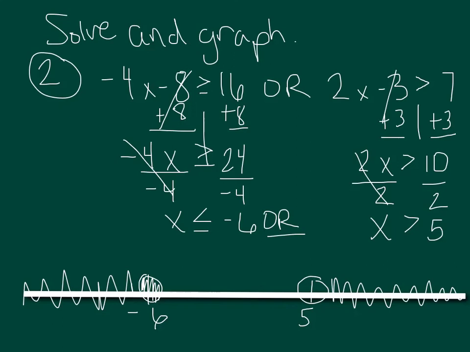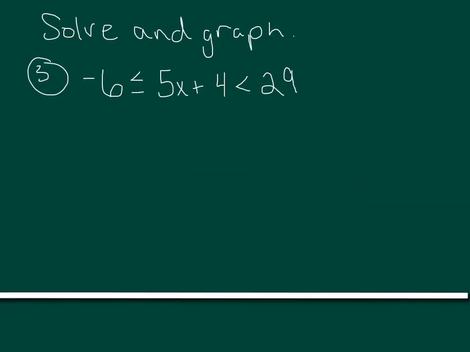Alright, let's do some "and." Solve and graph: -6 is less than or equal to 5x plus 4, which is less than 29. As you can see, x is in the middle, so what I do is I put my line down both sides. Here's the thing that we're going to mess up on these. When you do something to the middle, you have to do it to both sides. When I start with 2 signs in my problem, I have to finish with 2 signs in both problems.